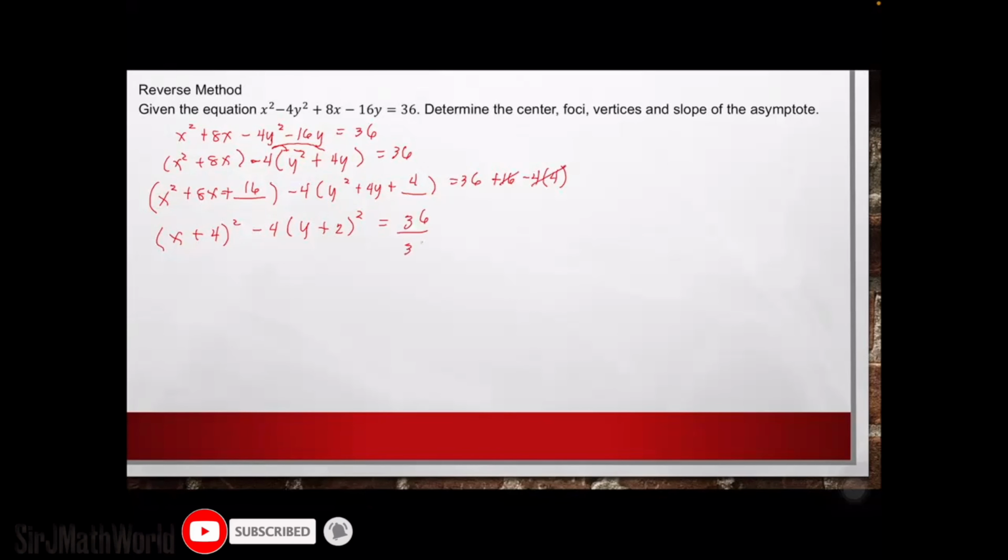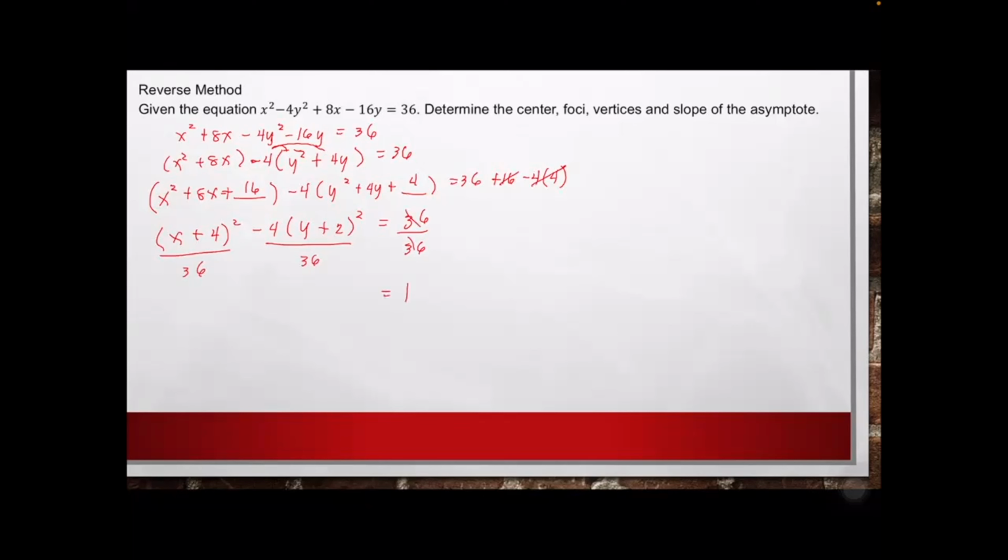Then divide both sides by 36. Divide both sides by 36 and 36. Then cancel out. So this will be 1. And 4 over 36. So magkakaroon tayo ng minus, then y plus 2 squared. This will be 9. Then x plus 4 squared over 36.